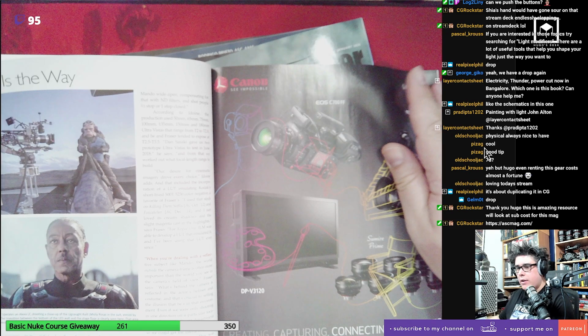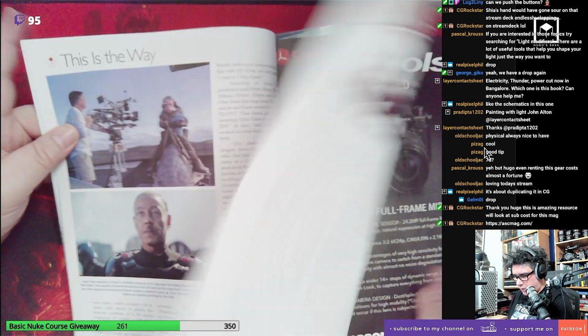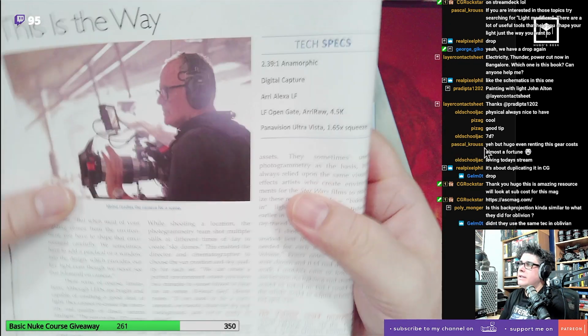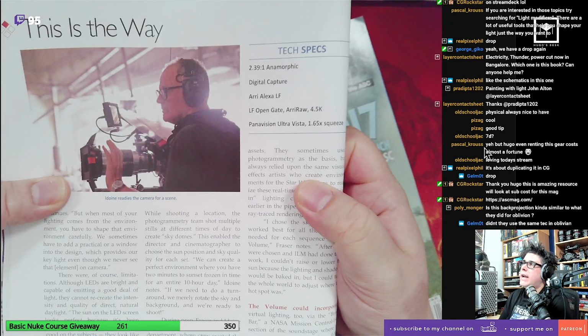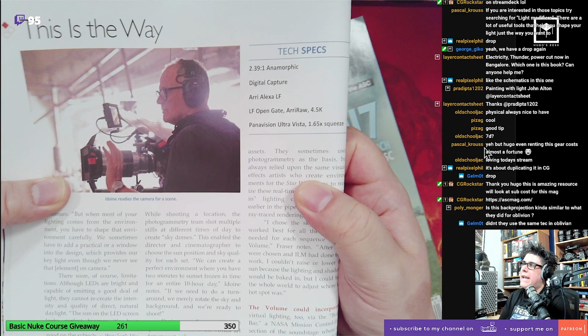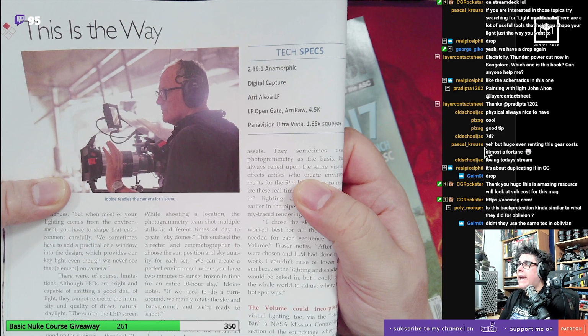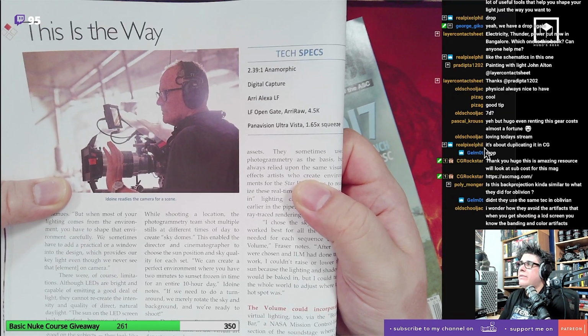At the end of the article, obviously the article talks about, I don't want to spoil the film for anyone, of course, but again here, very useful information. They shot it on 2.39:1 anamorphic digital capture. They used an ARRI Alexa LF. It was an open gate. That means they were using a 4:3 open gate with ARRI RAW at 4.5K.